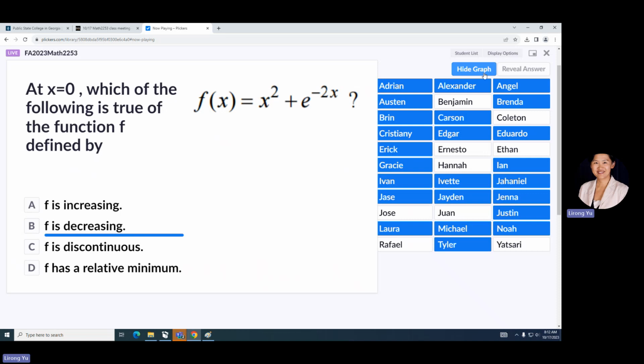So the answer should be decreasing because the derivative equals negative 2. Do you have any homework questions? Yes. Number 9.